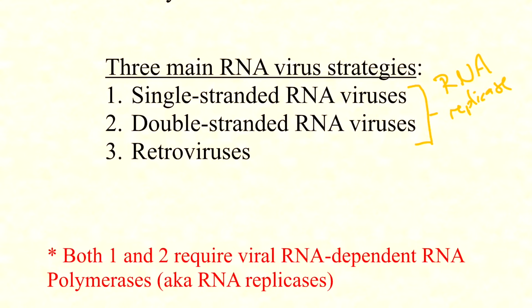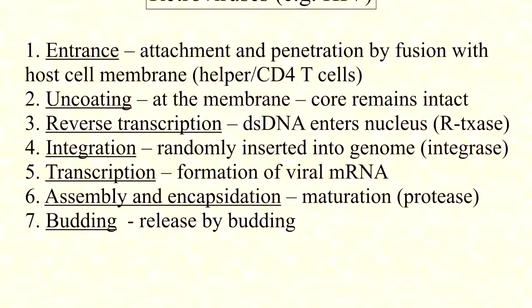The retroviruses are a unique group, and they really do behave in their own way. So let's take a look at how a retrovirus works. We'll start with HIV, and we'll use HIV as our example, right? And you'll see that it's a variation on the theme of the life cycle of the viruses that we've already talked about. So entrance, this is when attachment and penetration take place.